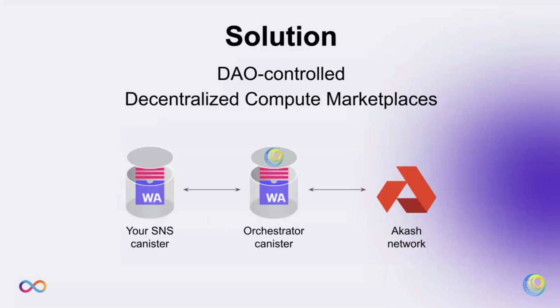Our solution is a DAO canister, or a canister controlled by a DAO, which orchestrates a decentralized compute marketplace. And in our case, we chose the Akash network. The canister that does so is called orchestrator. This is used by SNS canisters, for instance, to deploy the off-chain services that they depend upon to the decentralized compute marketplace, which at the end is a bunch of node providers that can run arbitrary Docker images.